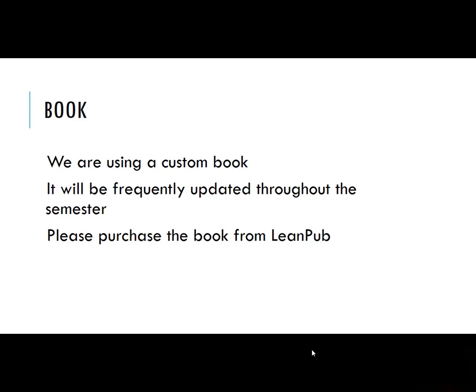The book: we're using a custom book, so on Blackboard under Start Here Syllabus, there is a link to how to order the book. It's published through LeanPub. It's a work in process, and it will be updated regularly throughout the semester. You will get free updates for as long as you want to keep receiving them. The book is yours forever after you purchase it from LeanPub.